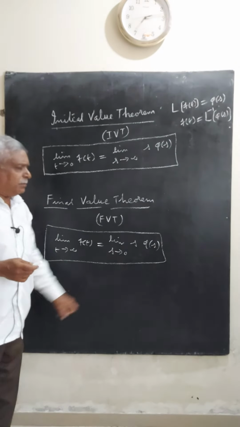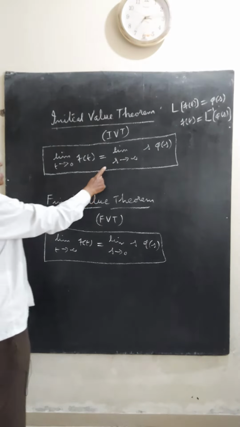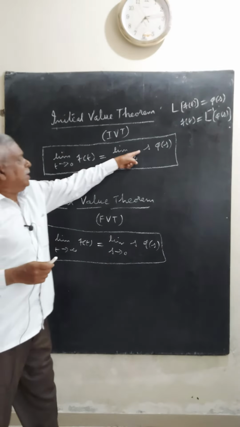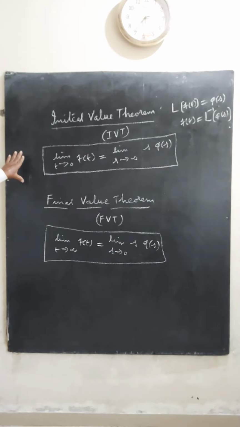Here s is extra. Here t tends to infinity, here t tends to 0, here t tends to infinity. S tends to 0, here s tends to infinity, s tends to 0. S is extra at both these places. First, let us derive how the initial value theorem and final value theorem limits are formed. It is from the transforms of derivatives. We are going to see from the beginning how these two theorems are formed.